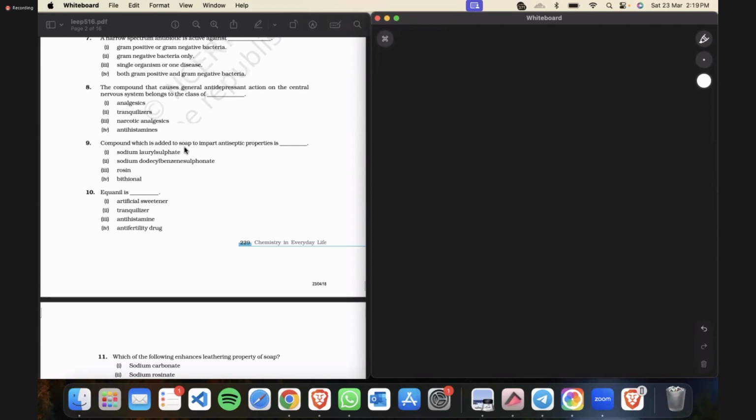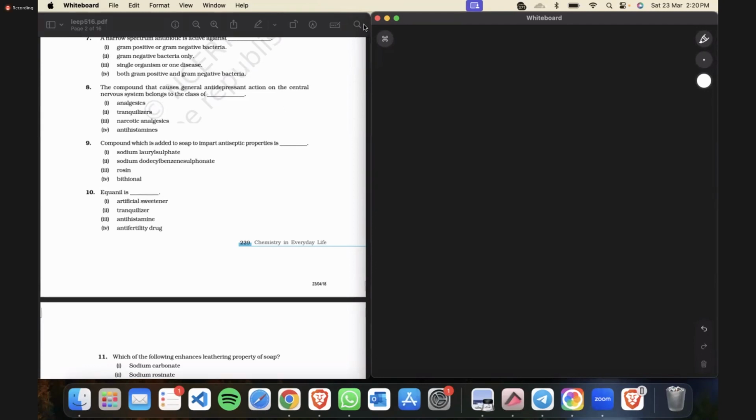You simply need to remember what are the chemicals that are present in the soap and what are their functions. Just remember these two things and you will be fine. Otherwise, you will remember the chemicals and they'll ask you some specific property of that chemical and you'll get confused. So the antiseptic properties come from what? By sodium dodecyl benzene sulfonate. And how is it made? By boiling fats or oils with suitable hydroxides.